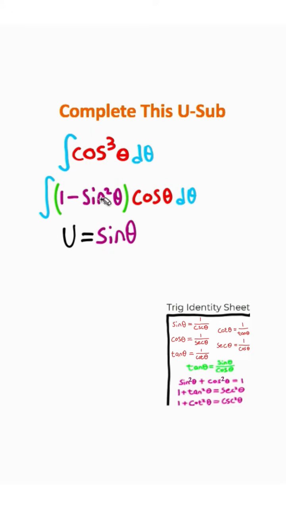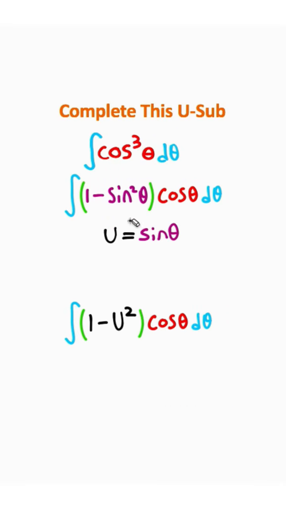So I'm setting the sine theta equal to u. Now I'm going to take the derivative of u, and the derivative of sine theta is cosine theta. So the derivative of u is cosine theta with respect to theta, and now I'm going to solve for d theta by dividing both sides by the cosine of theta, giving me that d theta is equal to du over the cosine of theta.